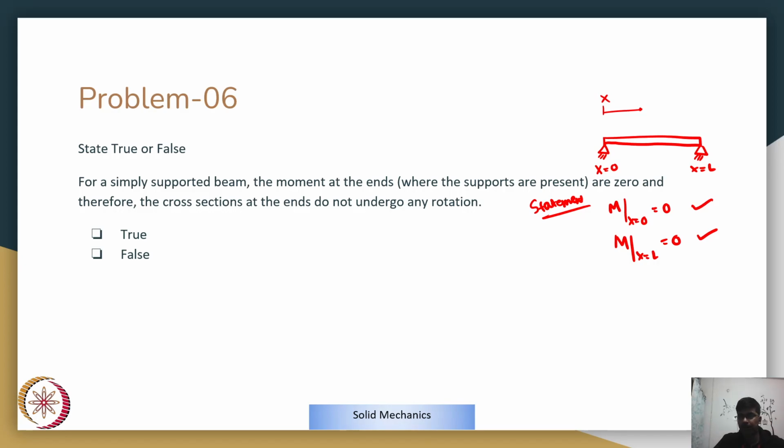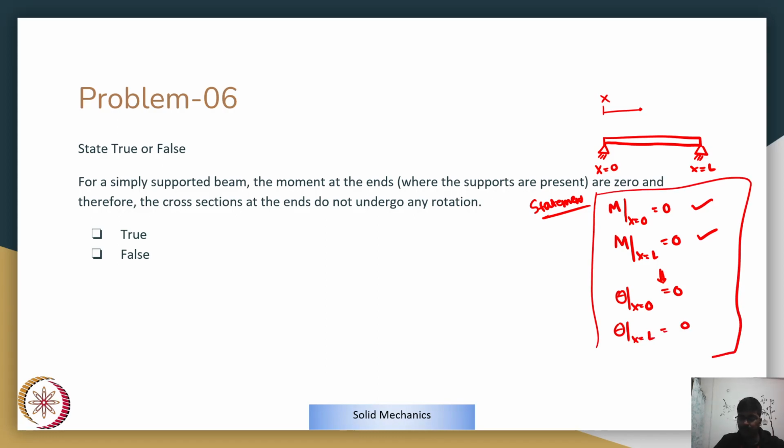And the second part of the statement says that the cross sections do not undergo any rotation. So theta at x equal to 0 is 0, and theta at x equal to L is 0. This is what the statement says. The first part of the statement is correct, moments are 0, but the second part, which is that the rotations are restricted to 0, is false. The rotations can be arbitrary, but the moments are 0. No moments are supported in a simply supported beam. So this part is essentially wrong. Therefore, your statement is false.